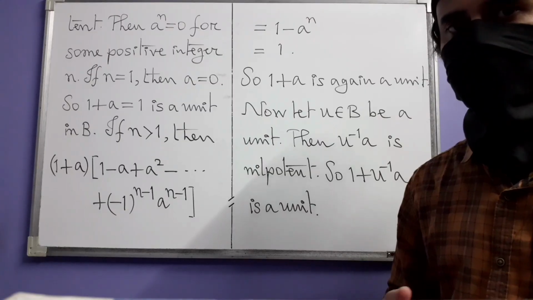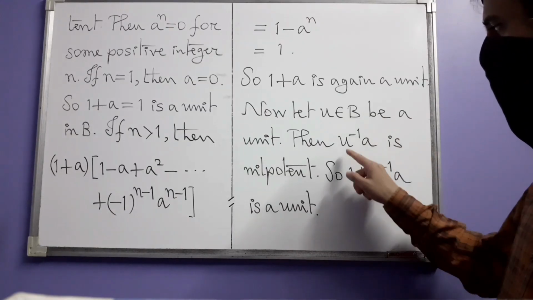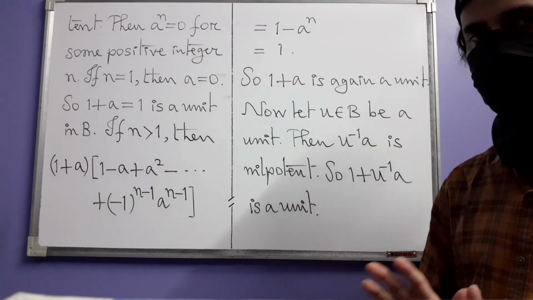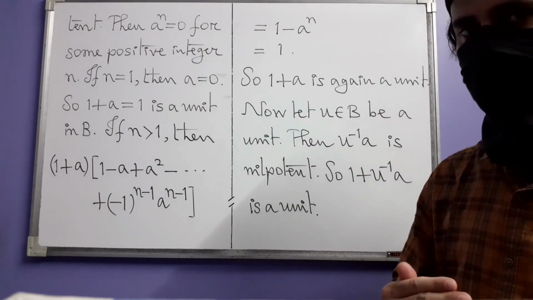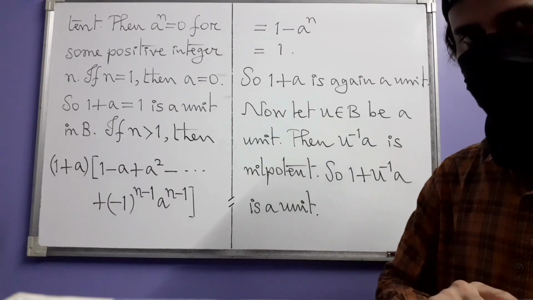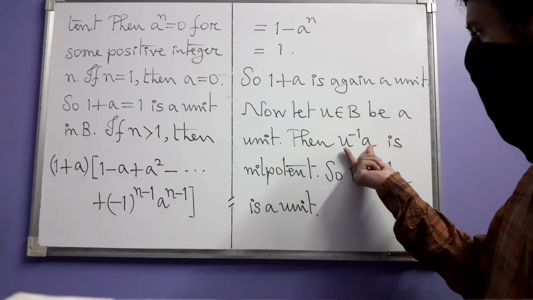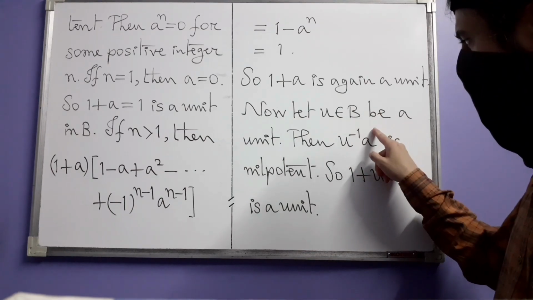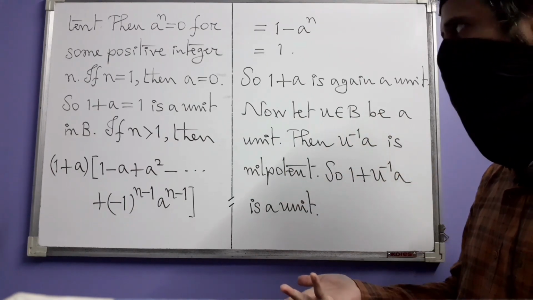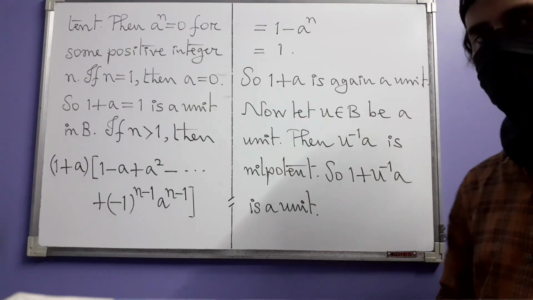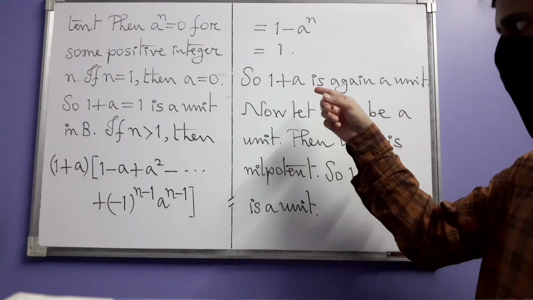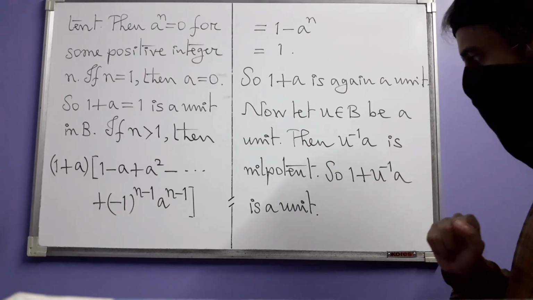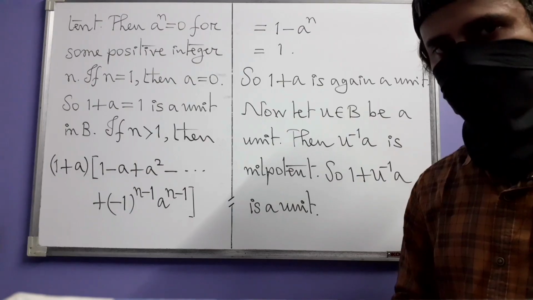Because we are in a commutative ring, that nth power will be equal to u inverse to the power n times a to the power n. That will be equal to the nth power of u inverse a. But a to the power n is 0, so the nth power of this element is also equal to 0, and that is why this is also nilpotent. So by what we proved just now, if you then add the identity element to this nilpotent element, again you are going to get a unit. Alright.